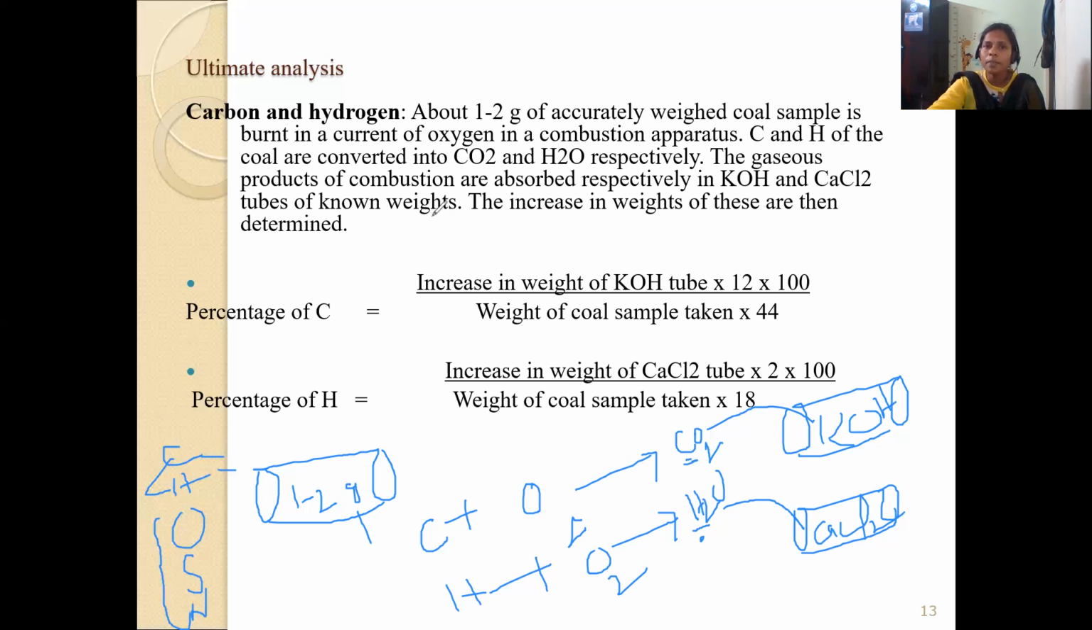So let us read out again. About 1 to 2 grams of accurately weighed coal sample is burnt in a current of oxygen in a combustion apparatus. Carbon and hydrogen of the coal are converted into carbon dioxide and water respectively. The gaseous products of combustion are absorbed respectively in KOH and calcium chloride bulbs. The increase in the weight of these is then determined. When the bulb weights are known, we can find out the percentage of carbon and the percentage of hydrogen.